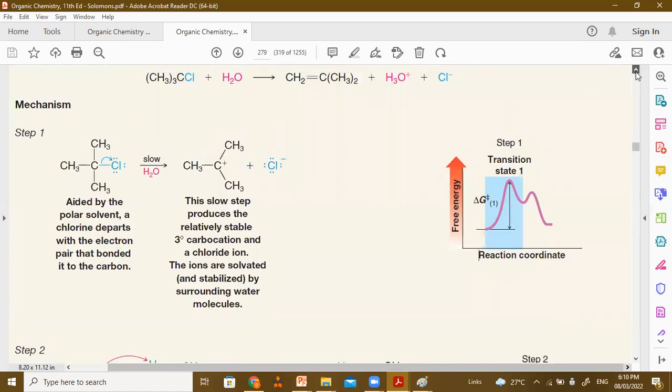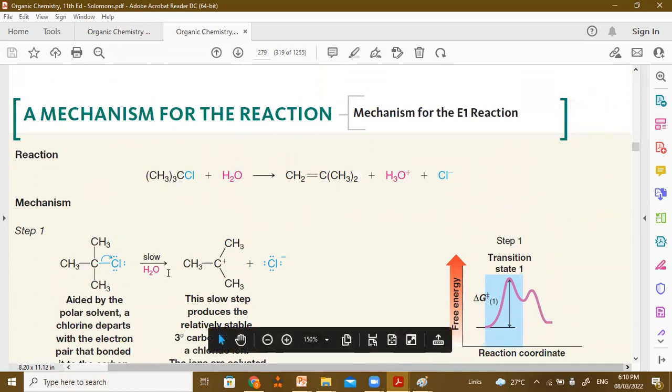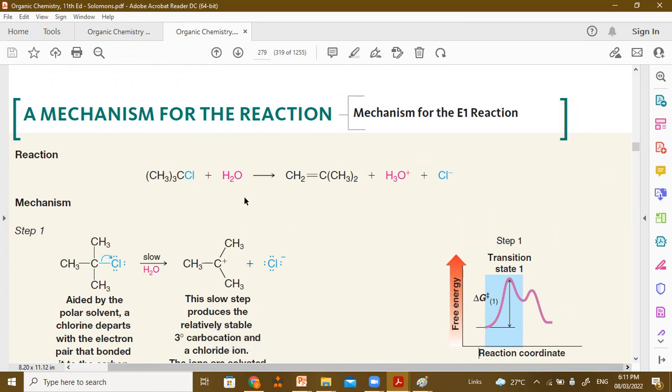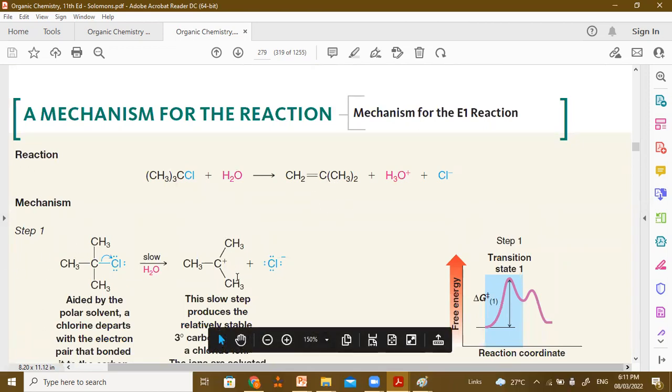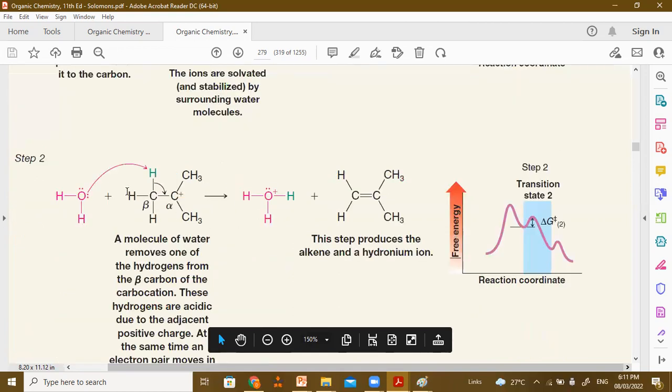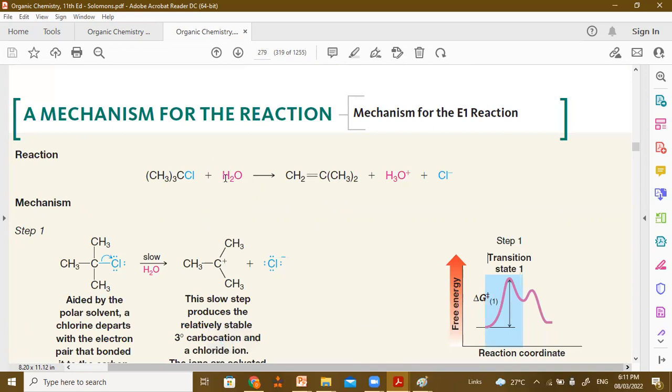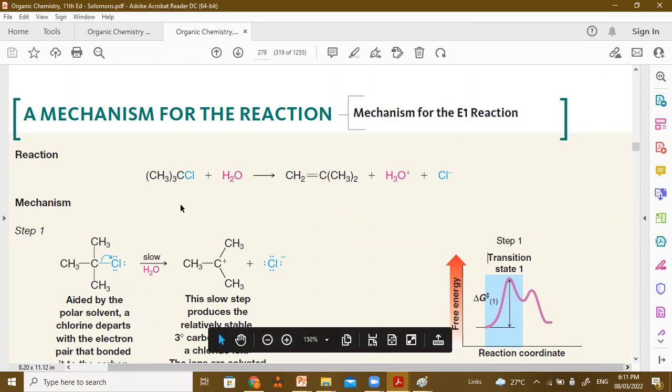Let's proceed to the mechanism. The mechanism for that is, first, again, the formation of the carbocation. So our example reaction is the tertiary alkyl halide forming your alkene. Again, the first step, similar with the SN1, is the formation of the carbocation. Our reactant here is H2O. Since this is an E1, the rate of the reaction is dependent only on the substrate. It's unimolecular.